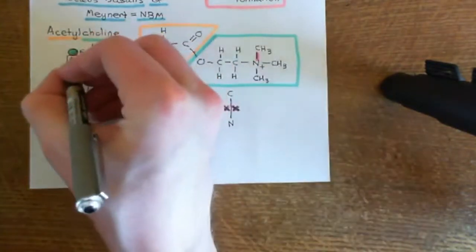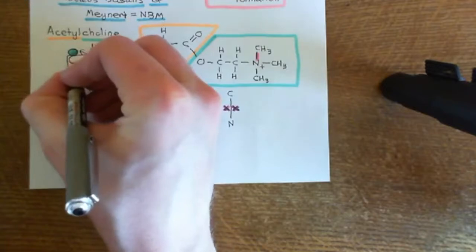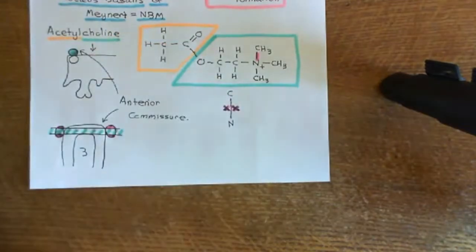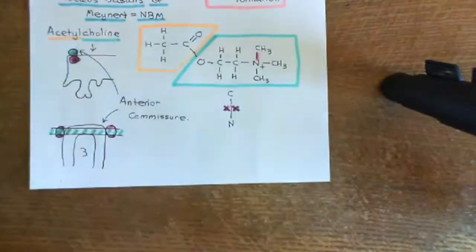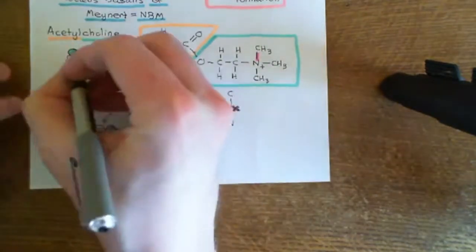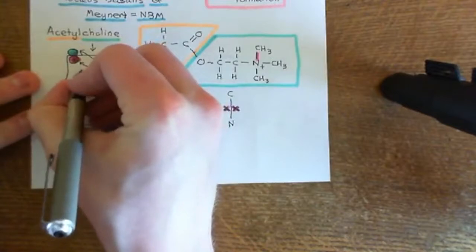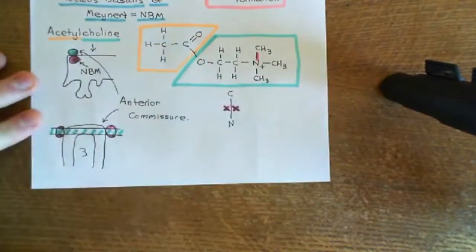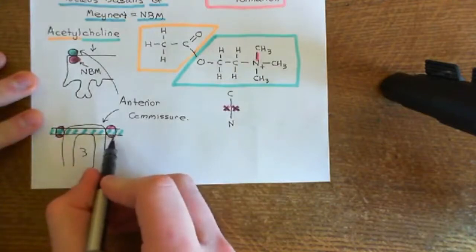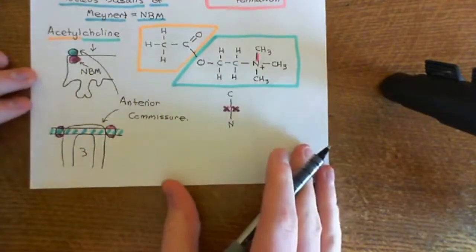If I show them on this picture, we're only going to be able to see the left one, because we're looking from the left-hand side, but here it is sitting underneath the anterior commissure. So this is the left nucleus basalis of Meynert, and then we've also got the right nucleus basalis of Meynert.